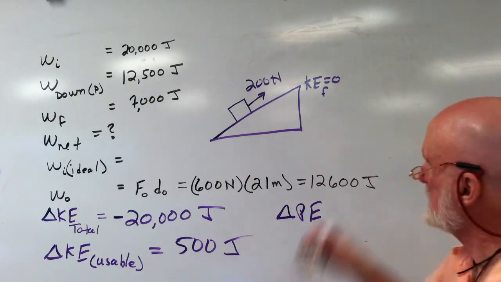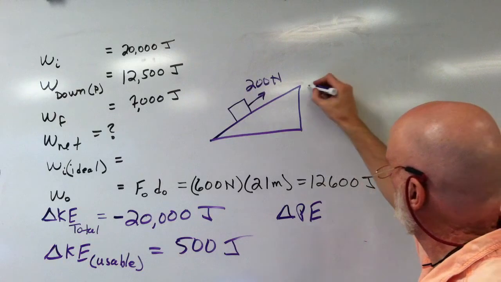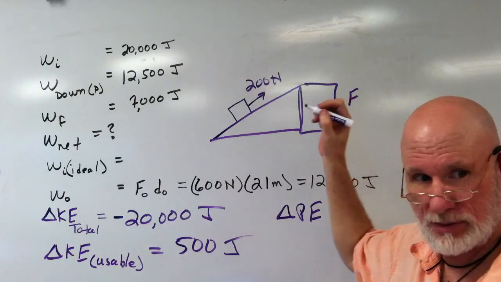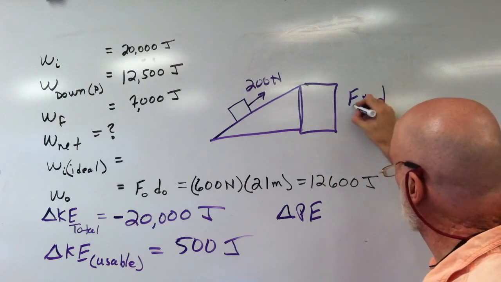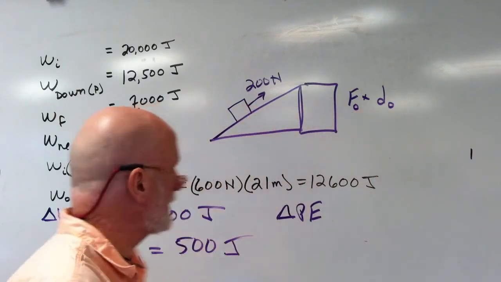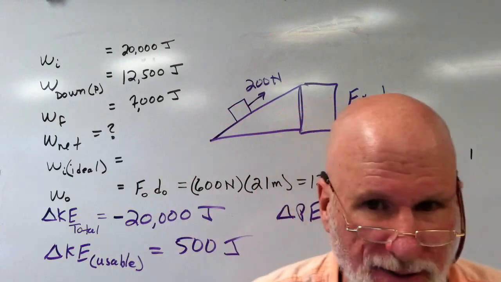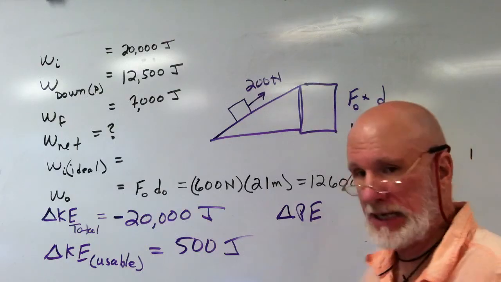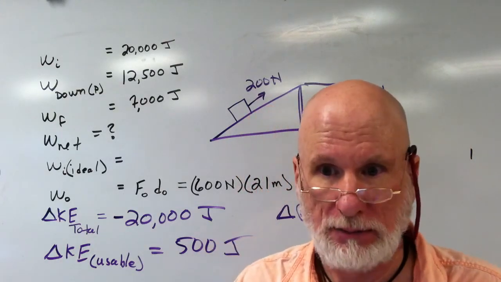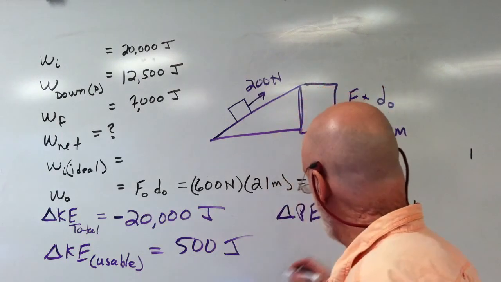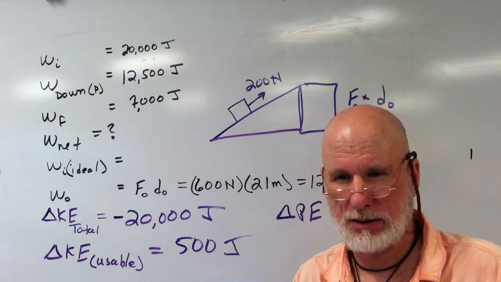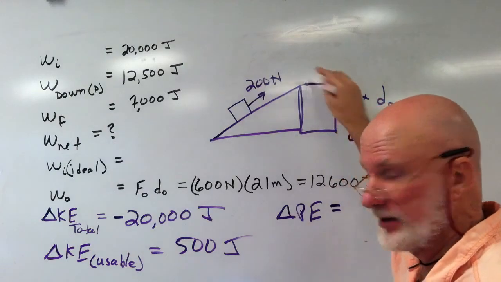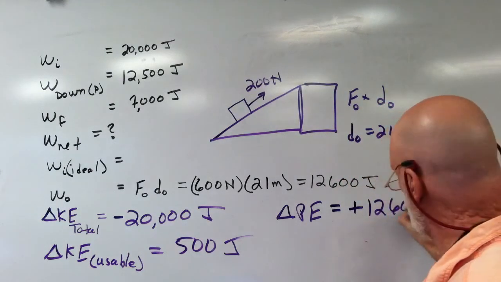Can I erase this here? Can I erase that? Yeah? Isn't that going to be force times distance? So what is 600 times 21, right? Isn't the distance 21 meters? Well, it's 12,600. Plus or minus? Plus, because it was given that. So it's going to be plus 12,600, right?